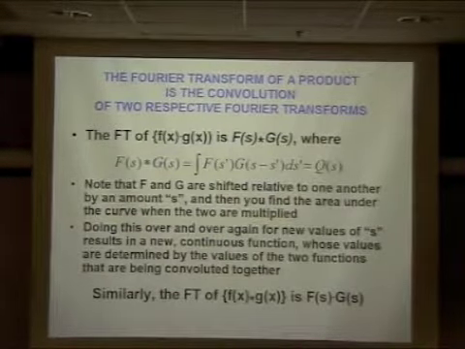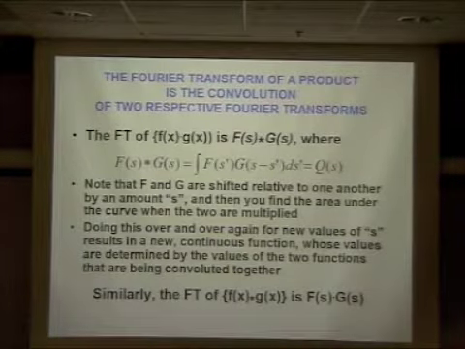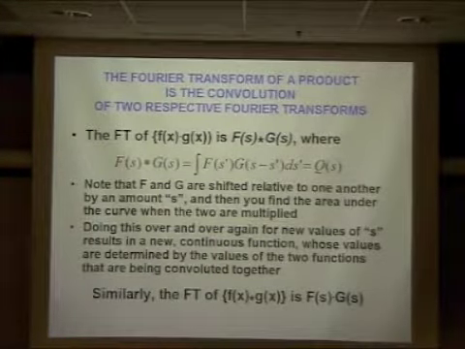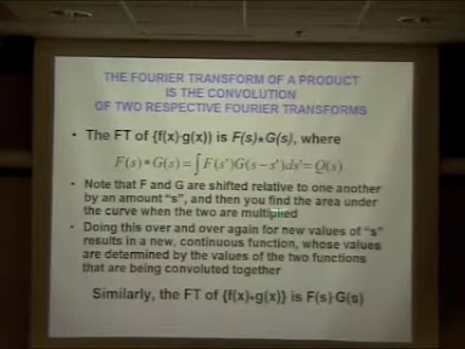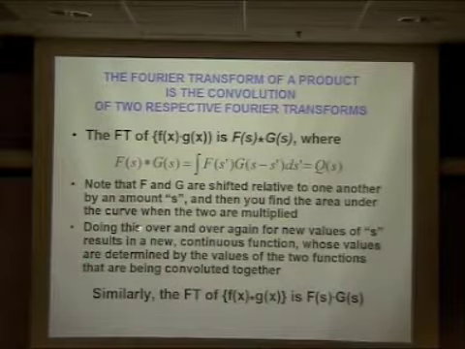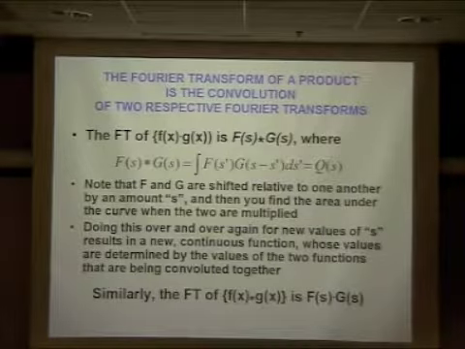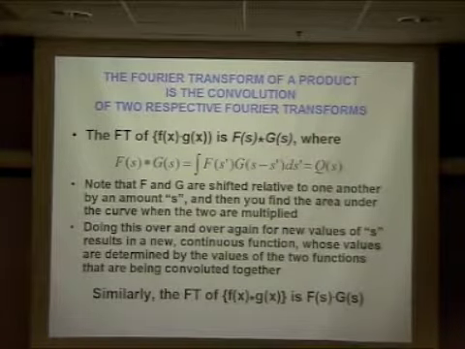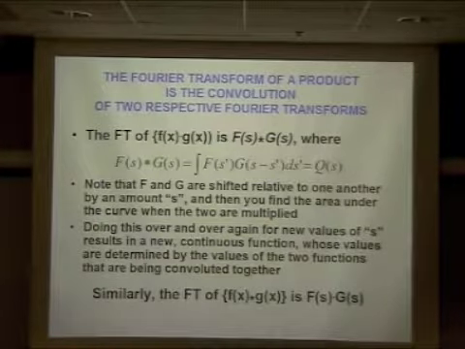You can get the idea that things are going to be smeared out by this convolution. So f and g are shifted relative to one another, and you find the area under the curve. And you do it over and over again until you wind up with a new continuous valued function.